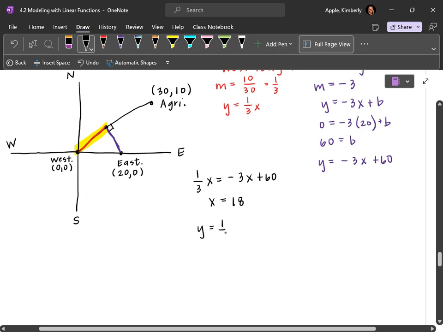This is the easiest one. So I'll just plug that in for x, and that'll give me the corresponding y, which is 6. And so this location is 18, comma 6.